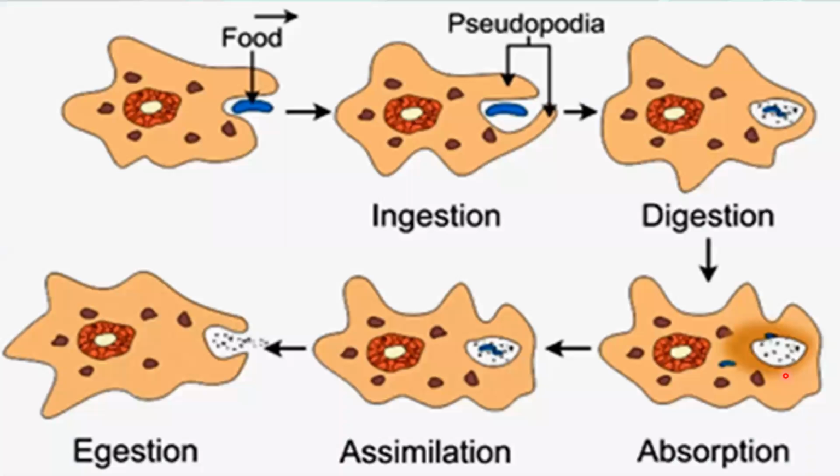When the digestion is completed, it is converted into simple substances and hence absorption will take place. After absorption, the cell will use all the simple substances that it has absorbed. This process is called assimilation. And after assimilation, whatever undigested material is there is simply thrown out of the cell surface, and it is called egestion. So you need to remember all the 5 steps: ingestion, digestion, absorption, assimilation, and egestion.